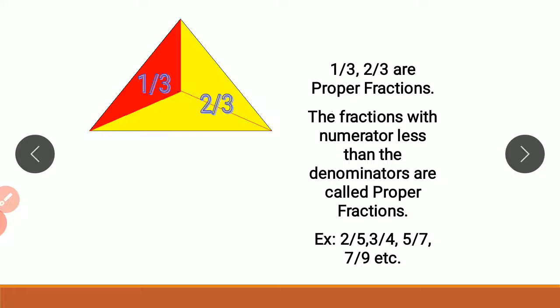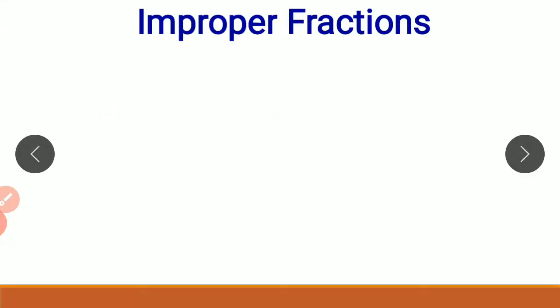You can take many more examples. Here the numerator is less than the denominator, because the denominator is big and the numerator is small. That's why they are called proper fractions. The upper part, that is the numerator, must be smaller than the denominator. The denominator must be big in a proper fraction and the numerator must be small. So in this way you can find proper fractions.